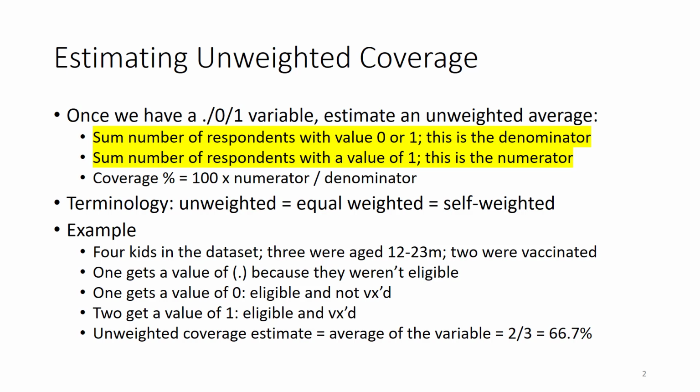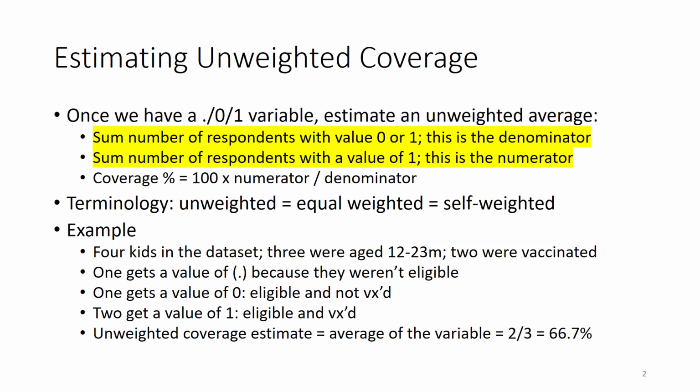You'll hear us use different terms for the same thing. Sometimes we talk about an unweighted indicator, or an unweighted analysis, or an analysis where everyone has equal weight, or where the respondents are self-weighted. The idea is that every respondent in the survey contributes the same weight to the outcome.